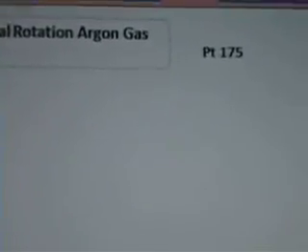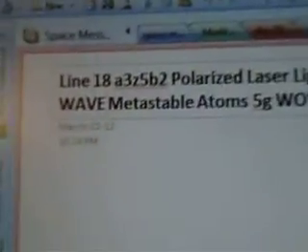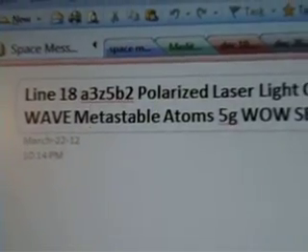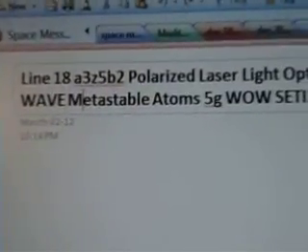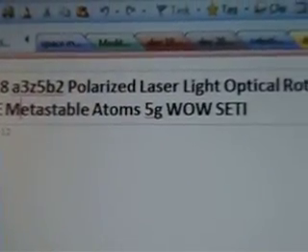Okay, we're at part 175, line 18A, 3z5b2. Polarized laser light, optical rotation, argon gas, wave, metastable atoms, 5G. Wow SETI. Here's the radio signal, and that's the number we Google.